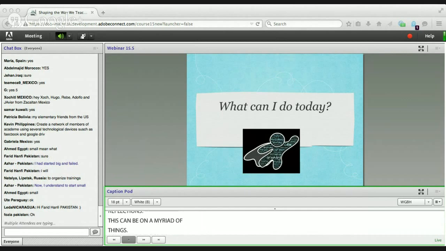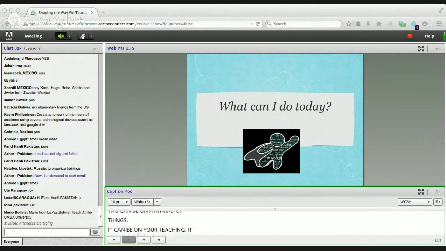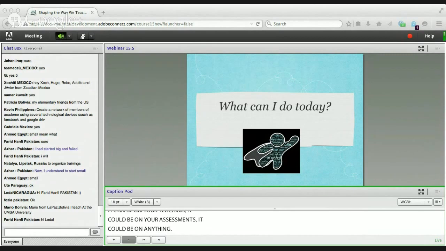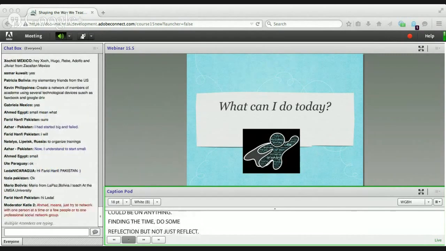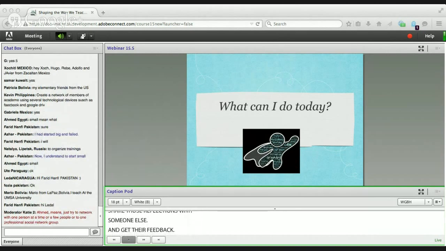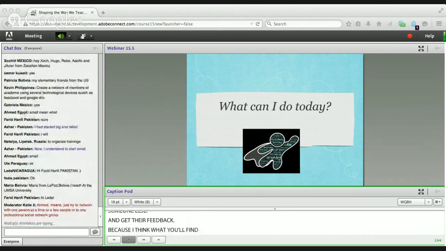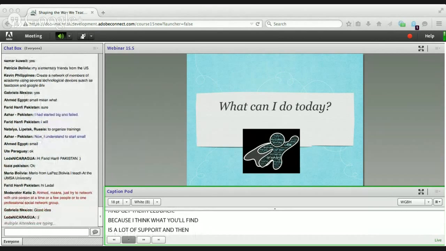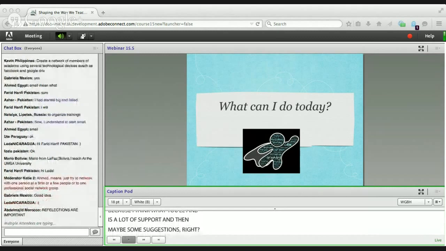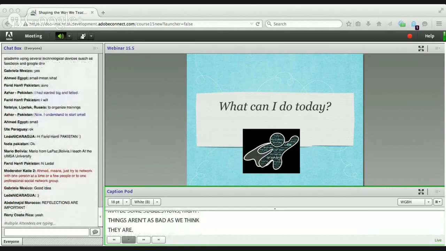Take some time, which I know can be the hardest part, is finding the time. But do some reflection, but not just reflect, share those reflections with someone else and get their feedback, because I think what you'll find is a lot of support and then maybe some suggestions, right? Things aren't always as bad as we think they are, or maybe we think things are going really well, but maybe our colleague can say, did you think about this, right?